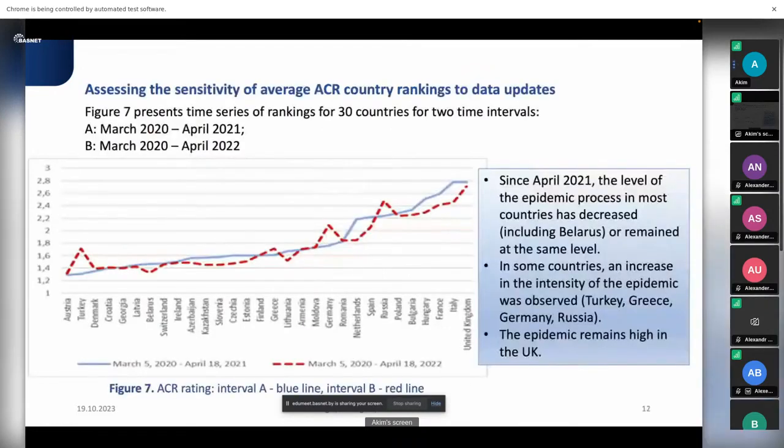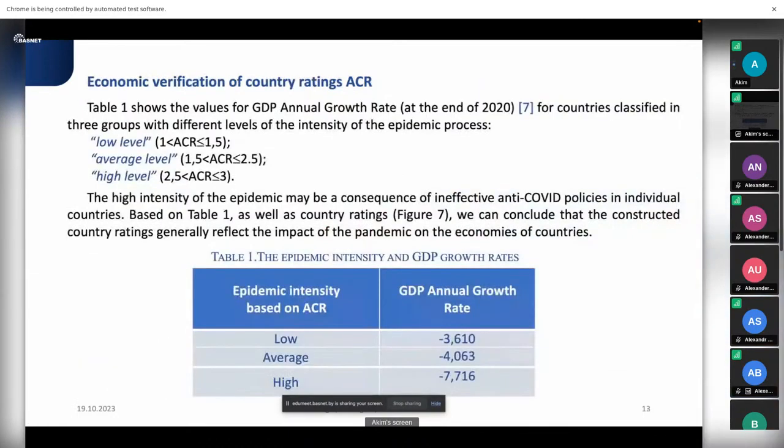After clusterization, in the figure we can see that the level of average ACR by country was different for many countries, and based on that information we divide every rating for each epidemic intensity based on ACR, like low, average, and high level.